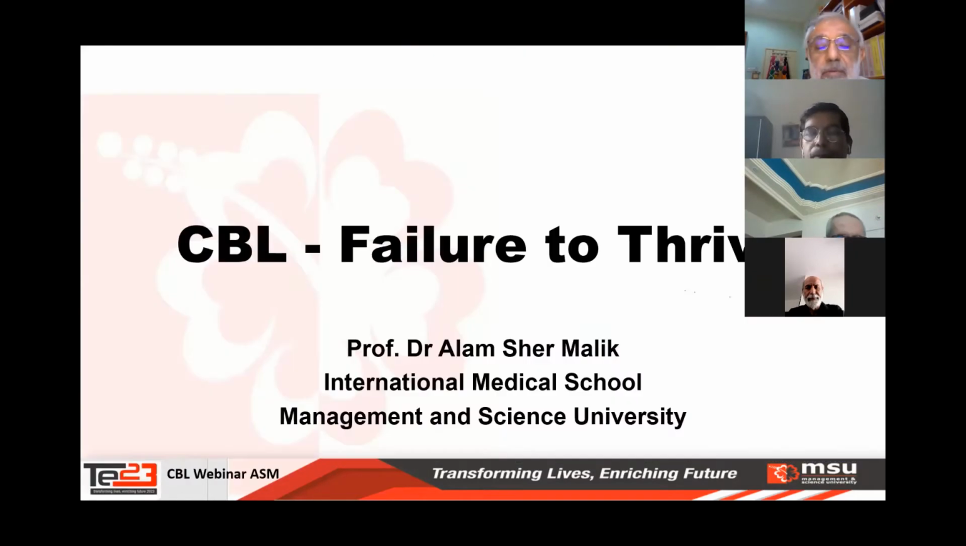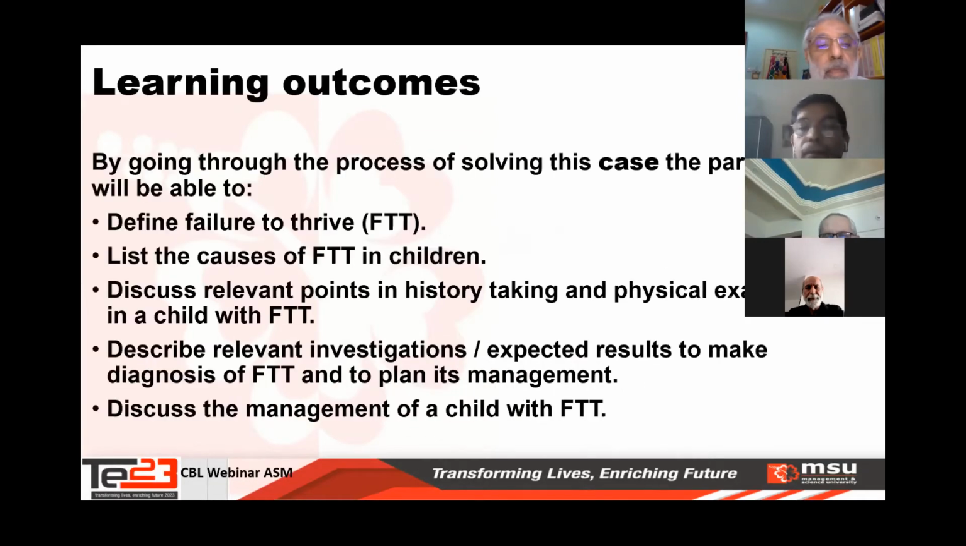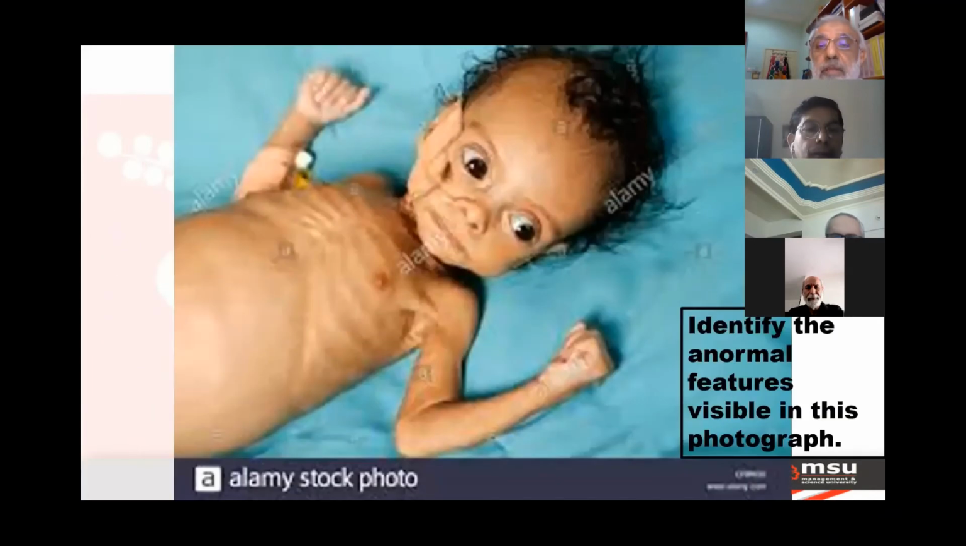And here I can give you an example which I used recently for clinical students, a case of failure to thrive. And these were the learning outcomes: the definition of failure to thrive, causes of failure to thrive, history taking, physical examination, etc. But we started with a photograph. And by showing this photograph, we asked the students to identify the abnormal features visible in it.